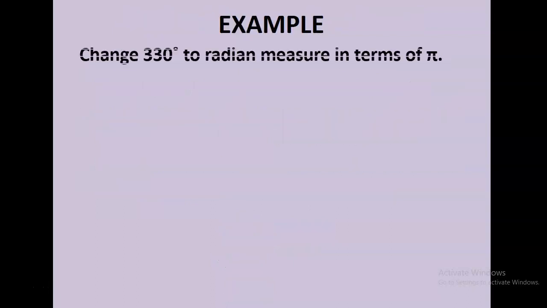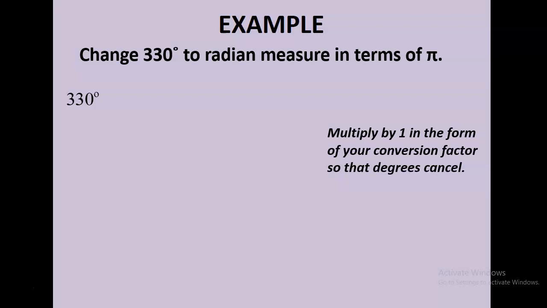So let's look at an example here where we're changing an angle that's in degree form to radian measure. So we take 330 degrees, we convert it to radian measure in terms of pi, meaning we're just going to use the pi symbol here. We would take 330 and we're going to multiply by 1, meaning we're not going to change the value, but we're going to do it in the form of our conversion factor so that our degrees will cancel.